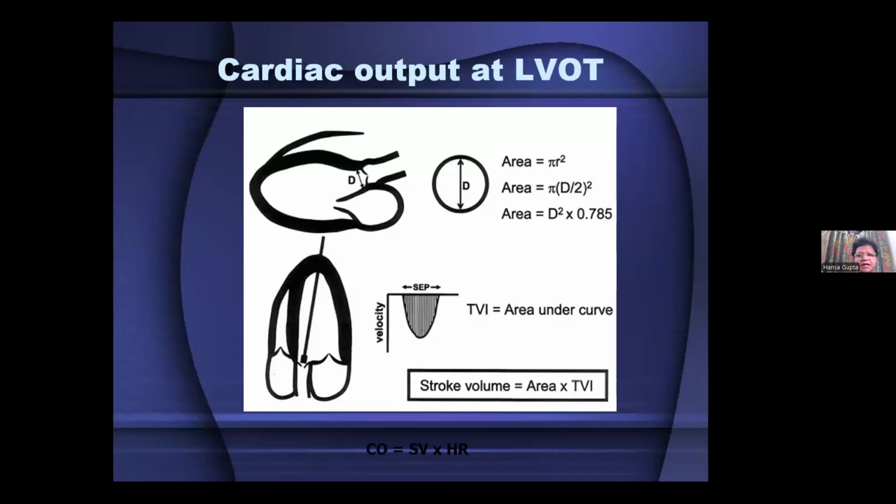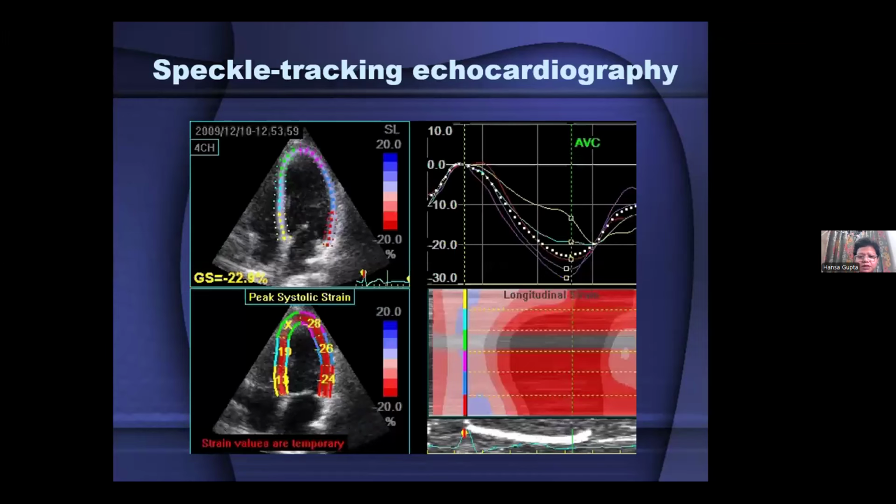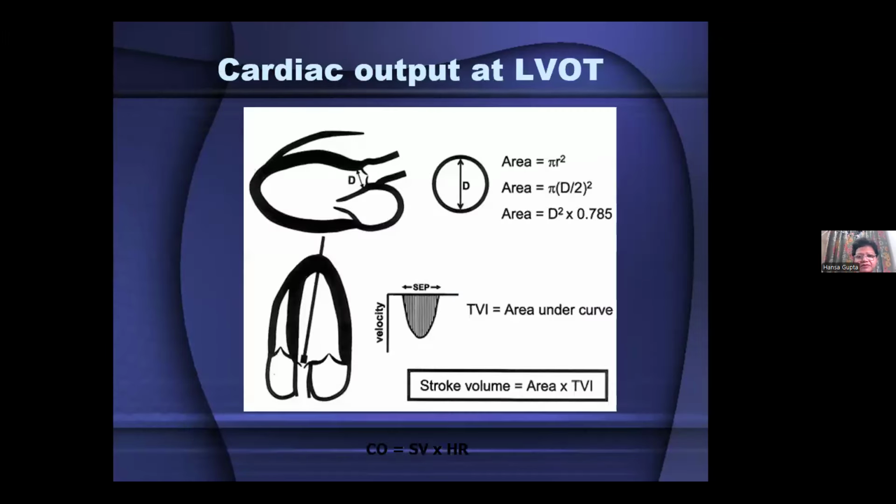Now, I told you the cardiac output is reduced. So, to remind you of this, you must have read about it. The cardiac output is calculated with the help of a stroke volume. How is stroke volume calculated? With the help of area into time velocity integral. So how is the area calculated? By measuring the LVOT, all right?